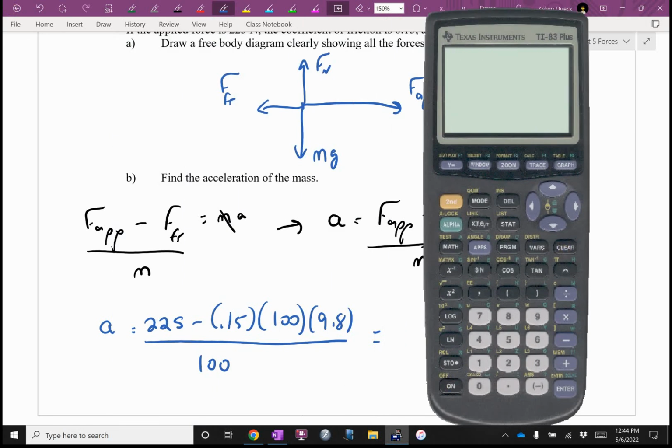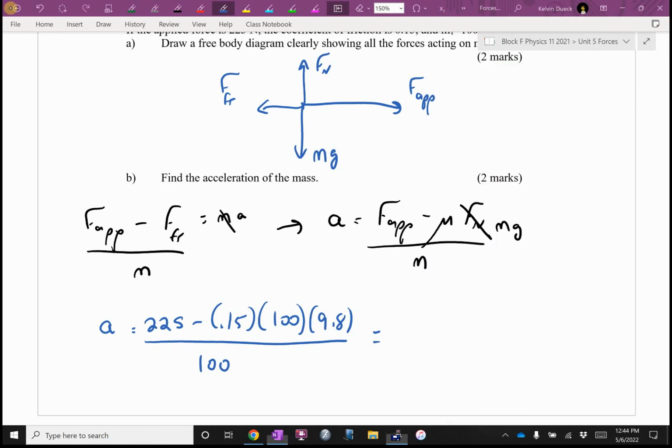I'm doing some quick math in my head. I think we're okay. 225, Mr. Duke, minus 0.15 times 100 times 9.8. Thank you. Divided by 100. Oh, do you get 0.78? Yeah, I figured it was going to be accelerating, but barely.